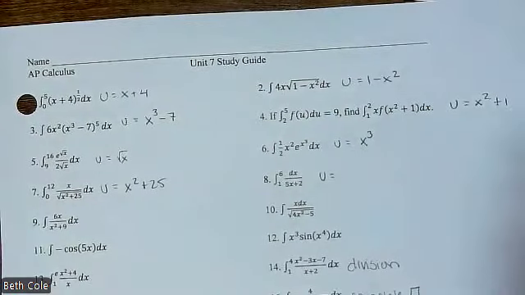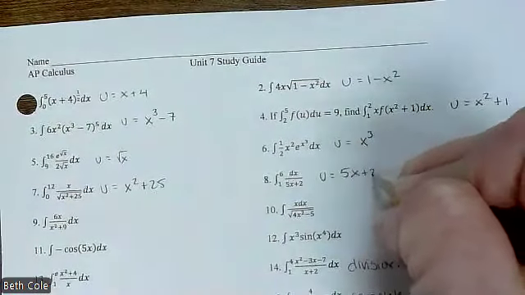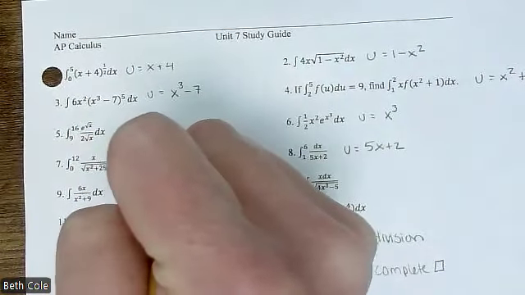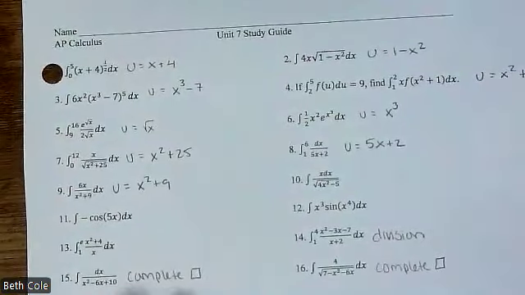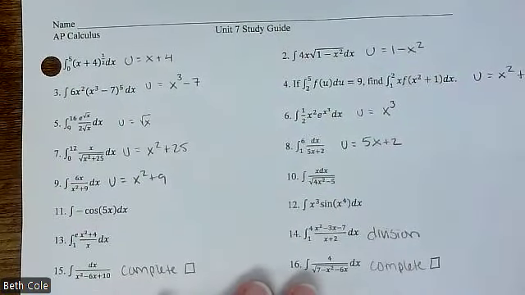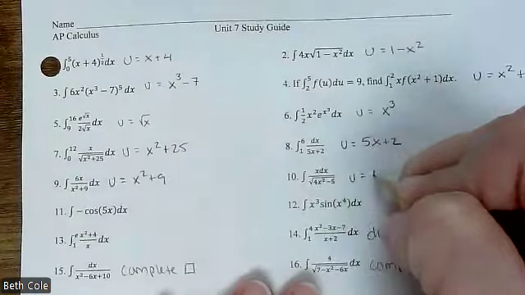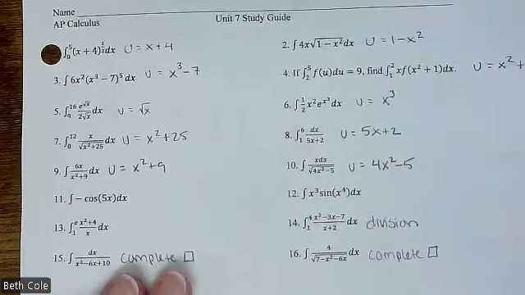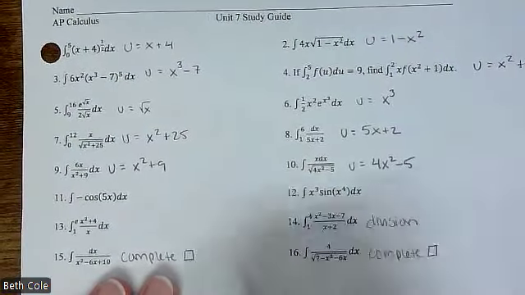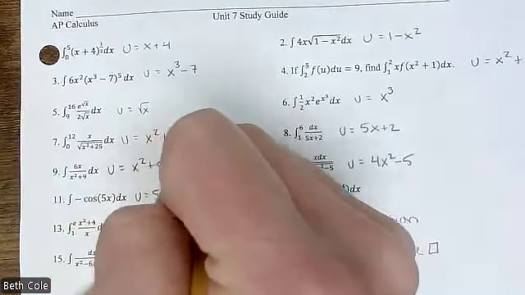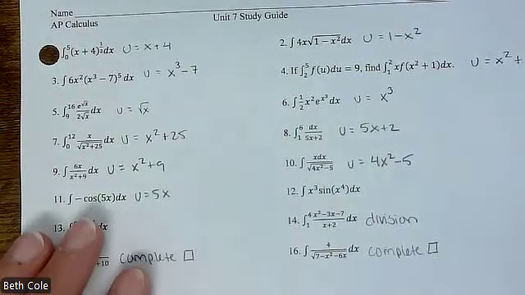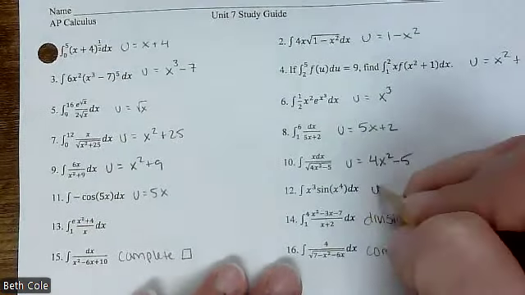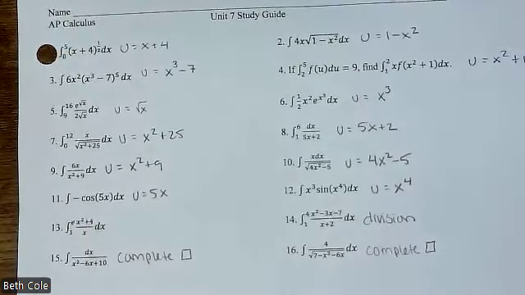How about 8? 5x plus 2. 9, it would be, yep, the denominator, good job. For 10, it would be the 4x squared minus 5. For 11, it would be the 5x. That's almost identical to the one that was on your quiz. 12, it would be x to the 4th.